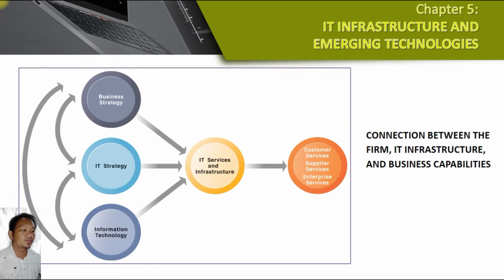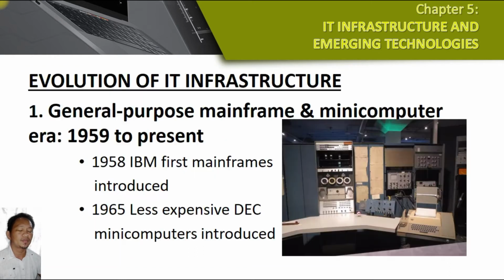Connection between the firm, IT infrastructure, and business capabilities. How did the IT infrastructure evolve? 1. General purpose mainframe and minicomputer era, which is from 1959 up to present. In 1958, IBM first mainframes introduced. In 1965, less expensive DEC minicomputers are also introduced.